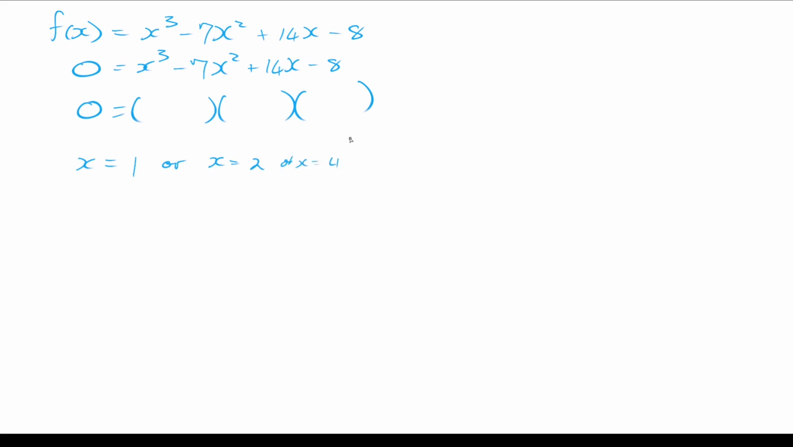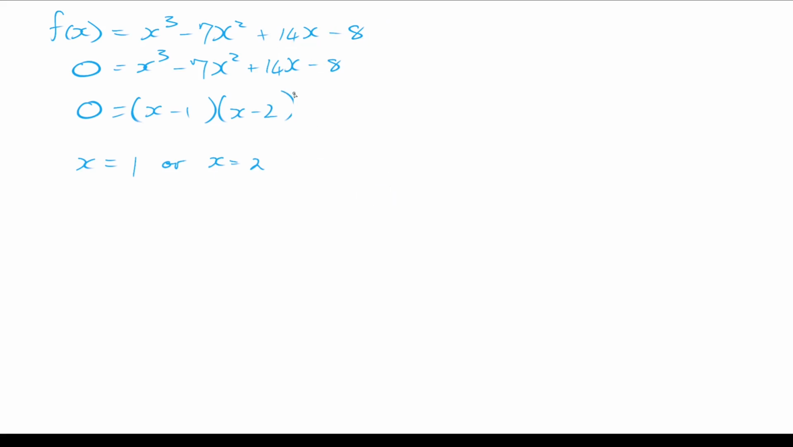So this one is literally from a past paper, which means you can just go (x - 1)(x - 2)(x - 4). Did I do that right? I sure did. But let's say something went wrong and we only ended up with these first two.